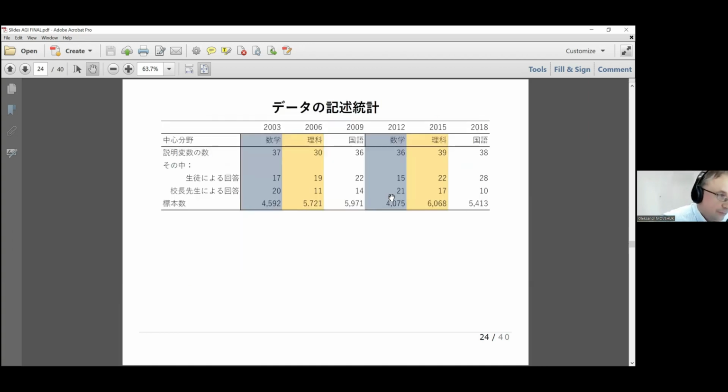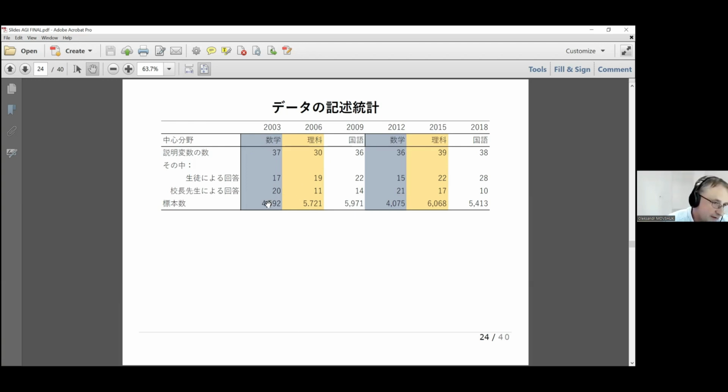The data set that I'm going to use, as I said, there is a rotation in the major subjects. So, for example, mathematics is 2003, 2012. And then science is 2006, 2015. And then finally, reading 2009, 2018. And the total number of the students answer questions themselves. And also there are questions answered by the school principals about the general atmosphere of learning in the school, not in particular class.